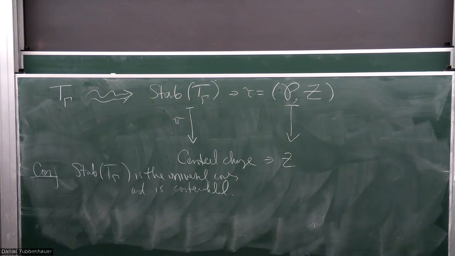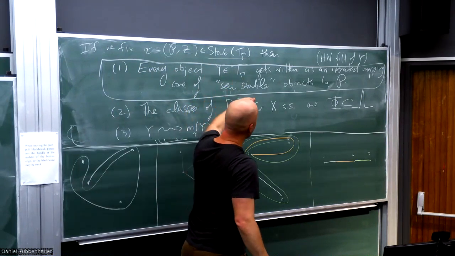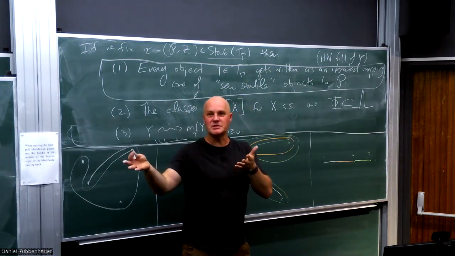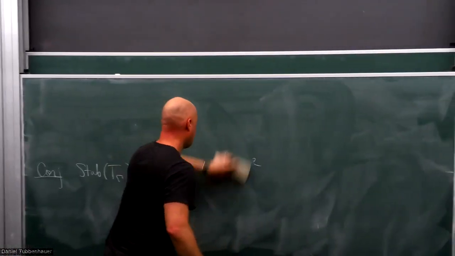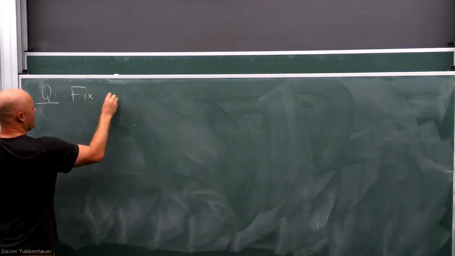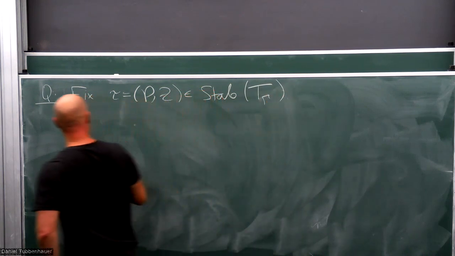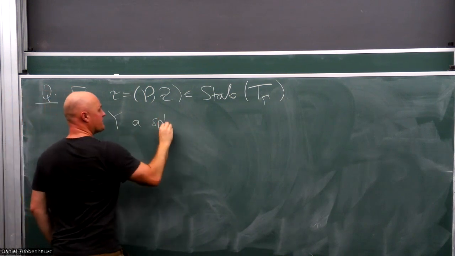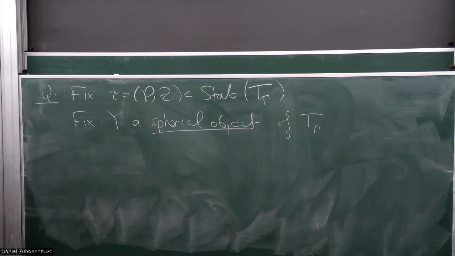All right, so if you fix a stability condition, every object in the category gets written as an iterative mapping cone of semi-stable objects, and the semi-stable objects correspond to the roots. So a question you can ask: fix a stability condition, and let's also fix Y, a spherical object. Not just any old object in T, but a spherical object, an object whose endomorphism algebra is as small as possible in this category. It's just two-dimensional.